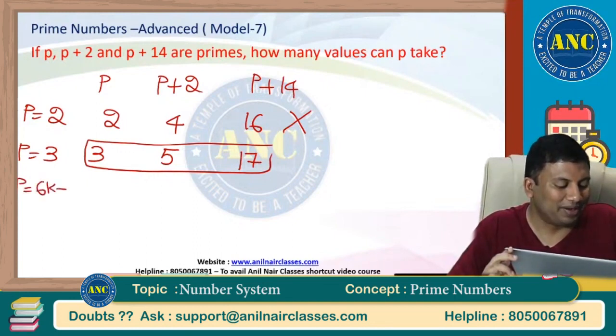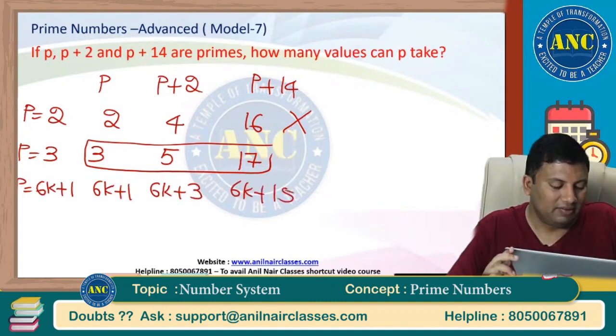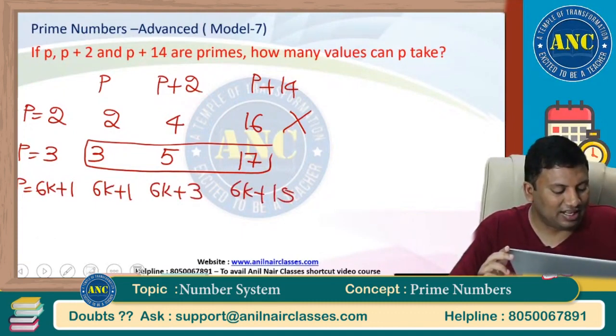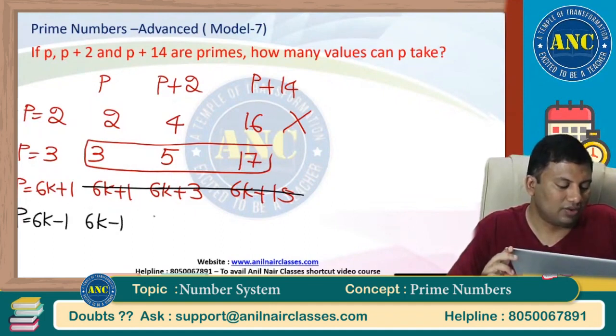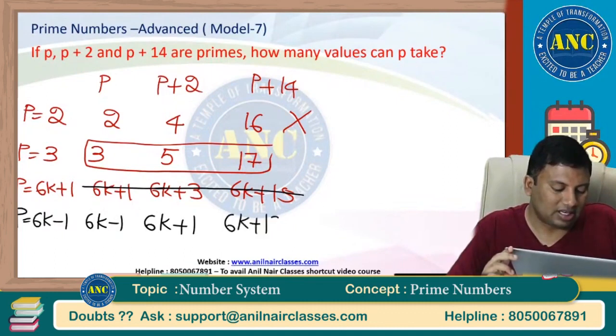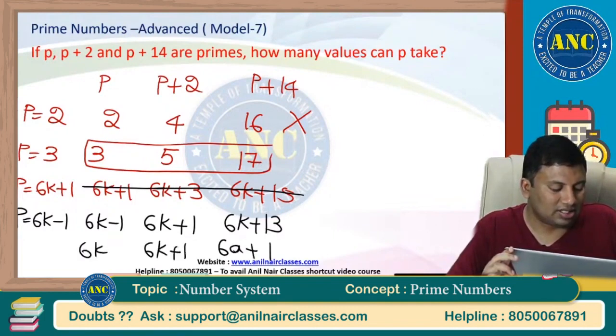Pythagoras is coming into my mind. 6k plus or minus 1. 6k plus 1 gives 6k plus 3 and 6k plus 15, divisible by 3. 6k plus 3 is divisible by 3, these are also divisible by 3. Not possible. So p is 6k minus 1, then 6k plus 1, and 6k plus 13. 6k plus 13 is 6a plus 1. This is 6k plus 1, this is 6k minus 1.